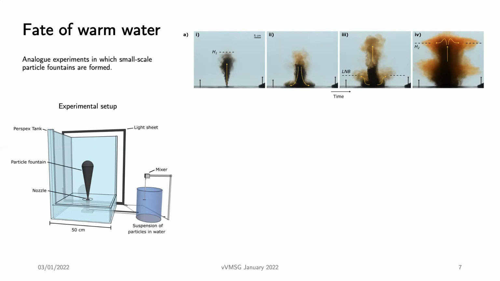A series of images on the right show a time evolution of a typical experiment. In the first frame, you can see that the dense fountain rises from the source and reaches a maximum height h1, which is limited by the negative buoyancy of the mixture.